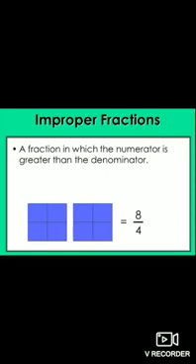Improper fraction. A fraction which has the numerator greater than the denominator. 8 by 4 is an example of an improper fraction. You can see here the numerator is greater than the denominator. 8 is greater than 4. So 8 by 4 is an improper fraction.